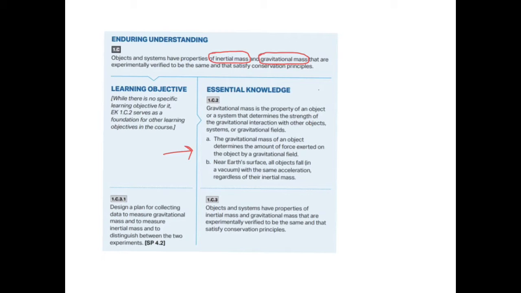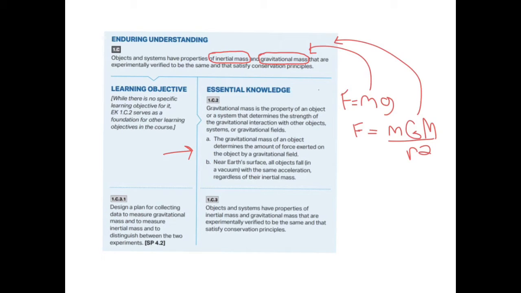So if you're using mg to figure out the gravitational force, then that is gravitational mass. Or if you're using the G m M over r squared, that would also be gravitational mass.